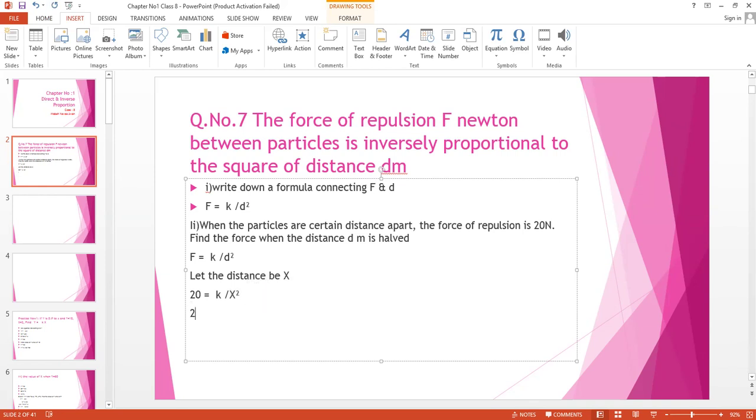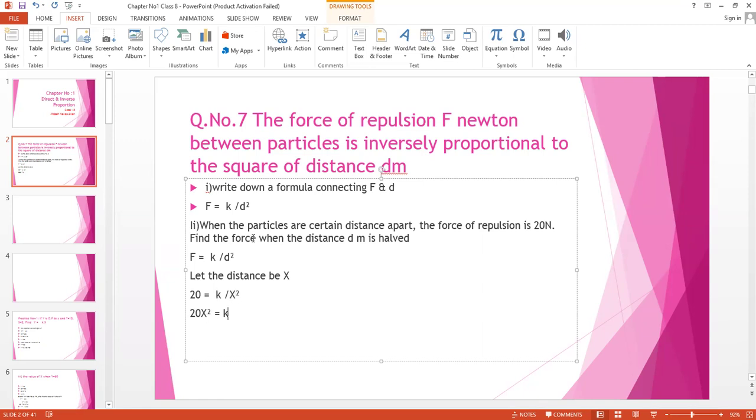Okay, so I have to write it as 20. Now I have to put this x here. So it is equal to k. Okay, 20x square is equal to k. So what is the value of k? That is 20x square. This one is clear to all of you.